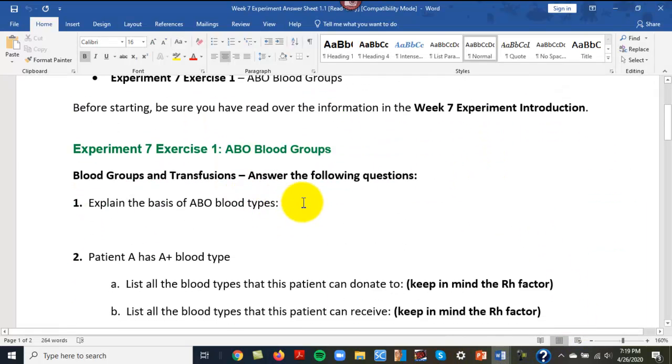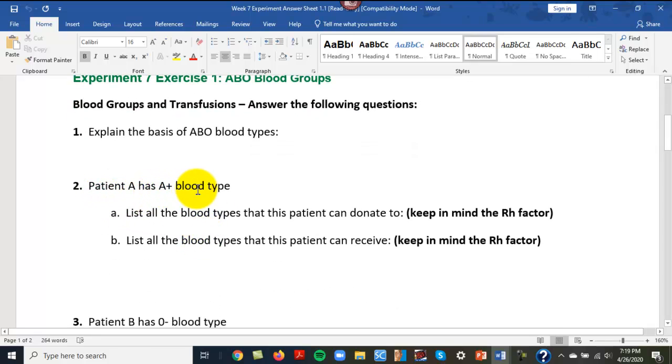explain the basis of the ABO blood groups. Basically, just right here, what makes you type A? What makes a person type B? If you're type A blood, that means you have an A antigen. It's determined by genetics. That's all you have to do. If you're type AB, you have both an A and B antigen. If you're type O, you have no antigens. It's a recessive trait.